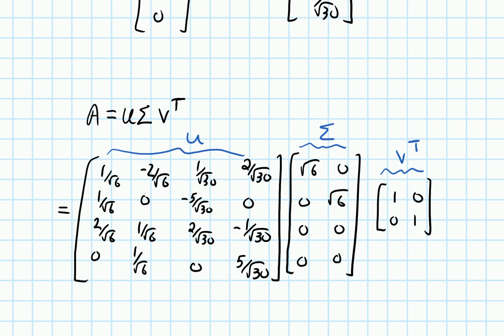If that's V transpose, what would V be? Well, V would be the transpose of V transpose. In this case, this is a symmetric matrix, so V ends up actually being the same thing. That's a cool coincidence. All right, so this is our singular value decomposition.